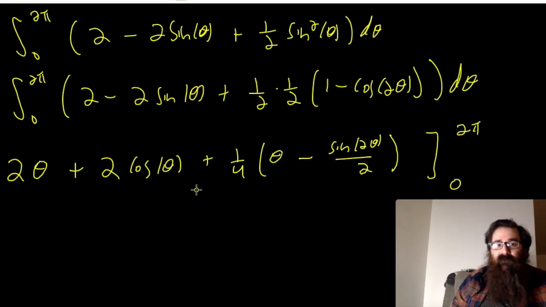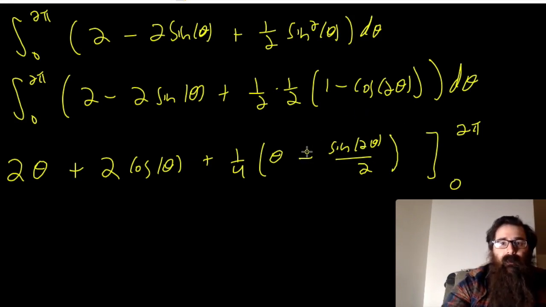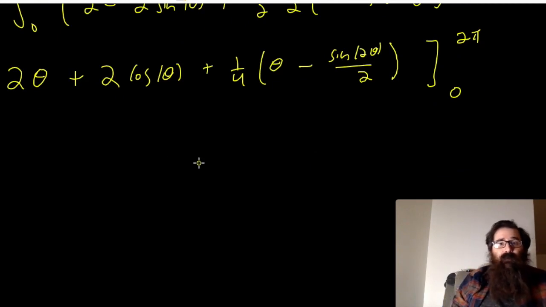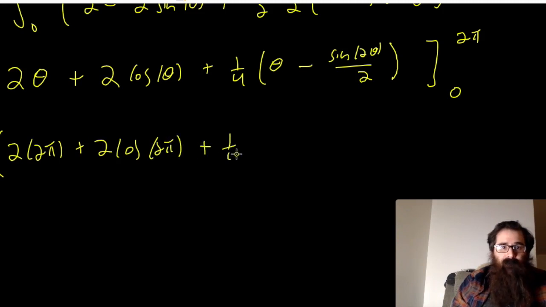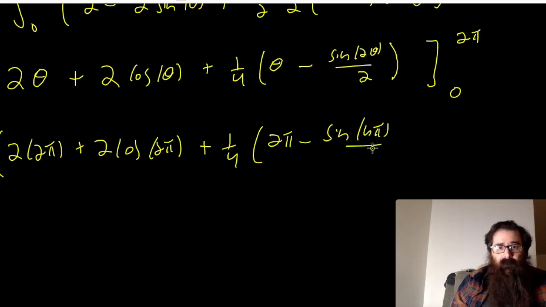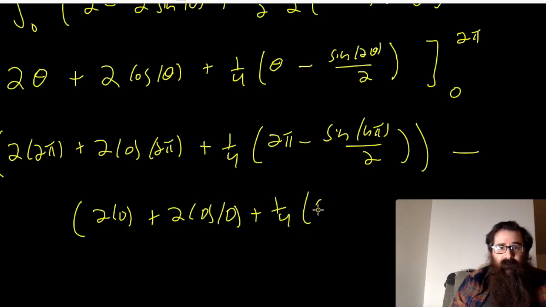Remember, we can check our antiderivative by taking the derivative, to make sure it returns us back to where we were. And now I should be ready to evaluate. So we plug in the upper bound of 2 pi, plug in the lower bound of 0, and subtract in between. When I plug in 2 pi, I get 2 times 2 pi, plus 2 times cosine at 2 pi, plus 1/4 quantity, 2 pi minus sine 4 pi over 2. Then I want to subtract away what I get when I plug in 0, which is 2 times 0, plus 2 times cosine at 0, plus 1/4 quantity 0 minus sine at 0 over 2.